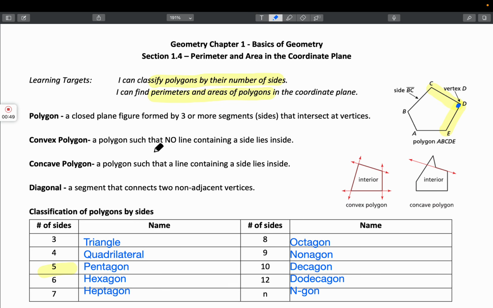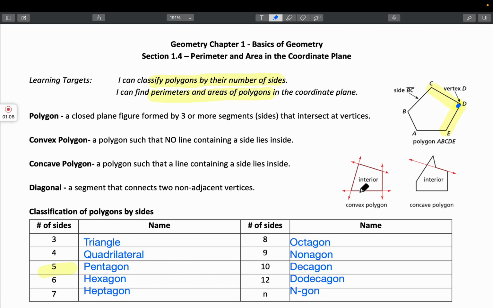A convex polygon is a polygon such that no line containing a side of the polygon lies inside it. So over here on the right hand side you see this polygon. It is convex because if you draw a line through any of the sides, none of those lines fall in the interior.